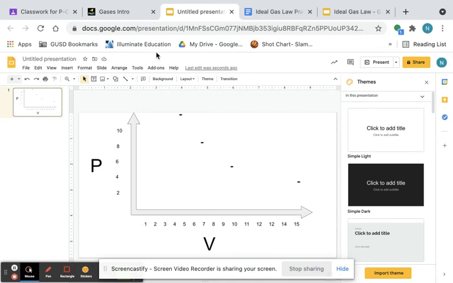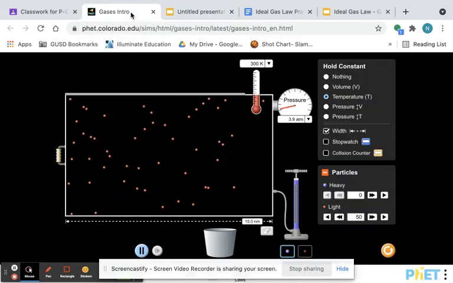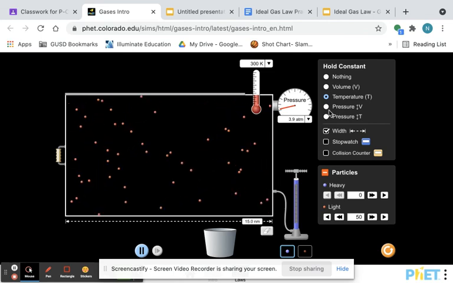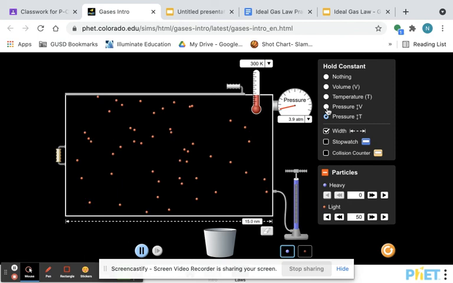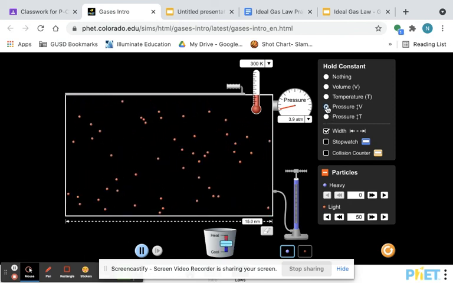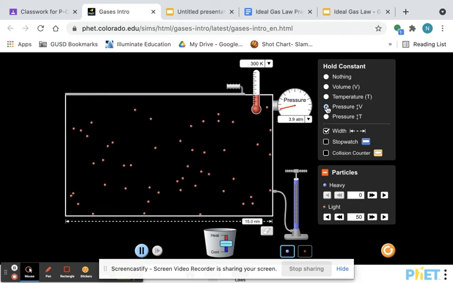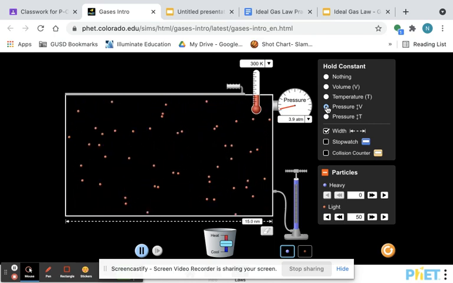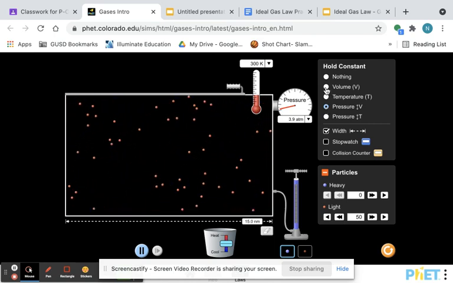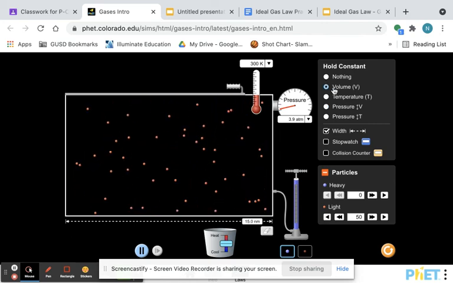So that's how we would be gathering our data points and making these graphs. Remember that the next graph you're going to be making is with volume on your y-axis and temperature on your x-axis. So if we're plotting volume and temperature, we would hold pressure constant, and you could choose either one of these. And then our last graph, we are holding volume constant and we are plotting temperature and pressure. So for the last one, we would hold volume constant.